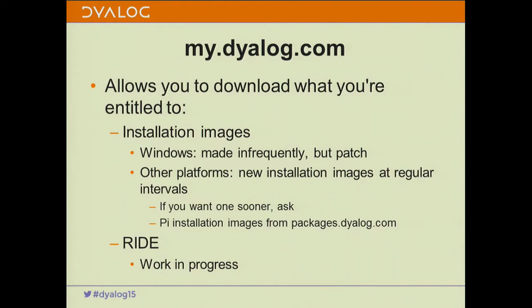On all other platforms, the non-Windows platforms, we create new installation images and we push them up onto the website at regular intervals. I'm not quite sure what a regular interval is. It seems to be when it's a good idea to do it. If you want one sooner because you've seen something in a DSS patch that you want to fix or change, drop support a note and we can push one up much sooner. And if you use Raspberry Pi, rather than using MyDyalog, you use apt-get and point it to the packages.dyalog.com subdomain.